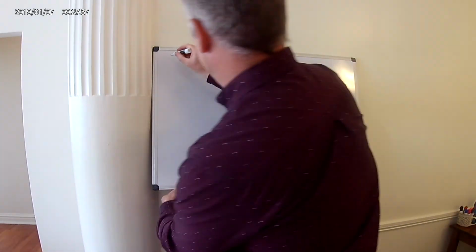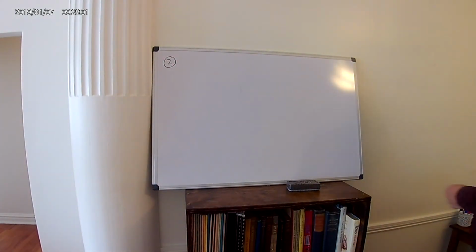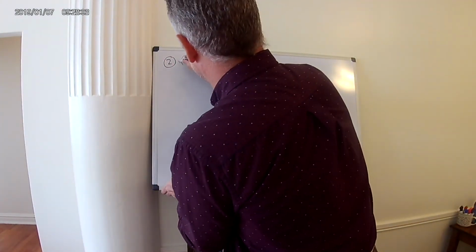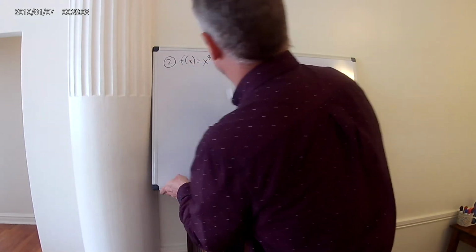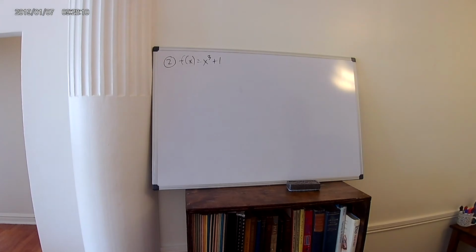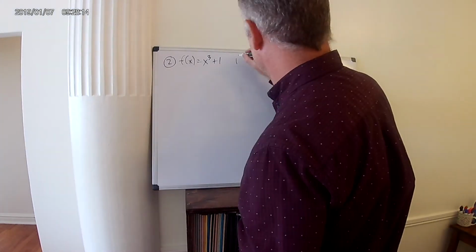Okay, another example. This is example 2. Let's say we have the function f of x equals x cubed plus 1, and I want to find the inverse function to this. Let's go through my steps.